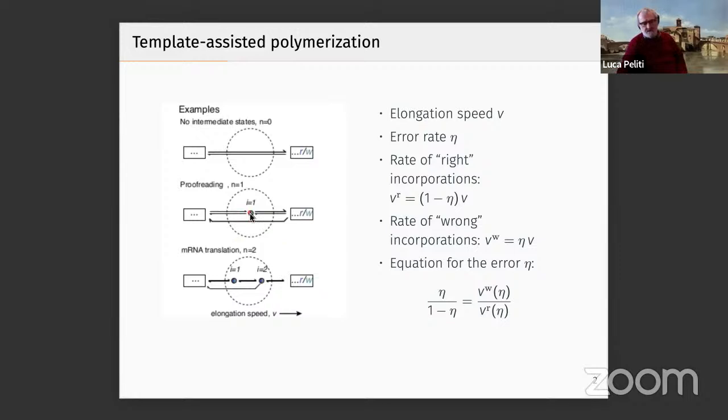And you can also consider a case in which you have more than one proofreading step, like in this one. And of course, since each of these cycles, eventually you can consider them as being cycles in a steady state out of equilibrium, each of them will cost some dissipation.